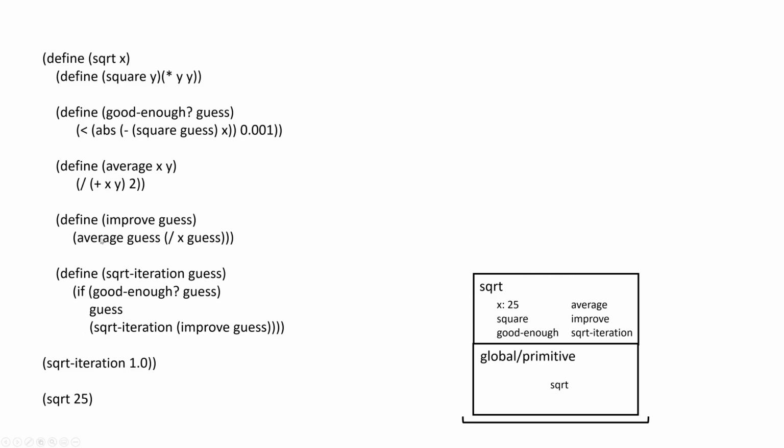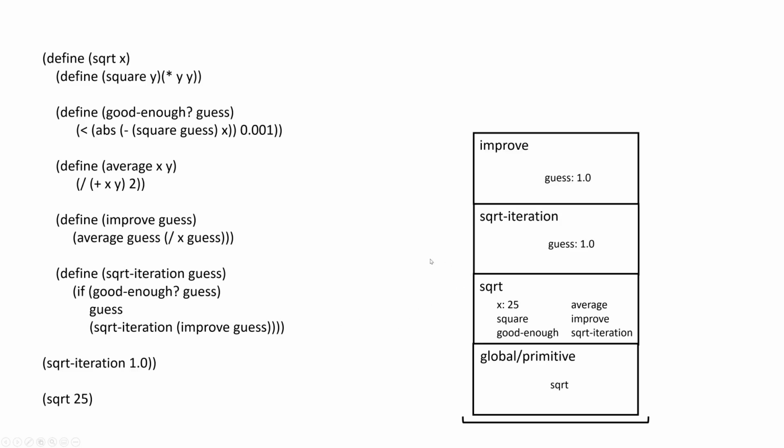Right, then square root, if we're just going to follow a line here, square root calls, let's say, square root iteration. Square root iteration calls improve. So square root calls square root iteration, eventually calls improve, improve calls average, and average is sort of a terminal call there. So that's what one pass or one step through this call stack would look like. Because square root was called from global, it's put on top of global. Because square root iteration was called from square root, it's put on top, just building up this stack here.